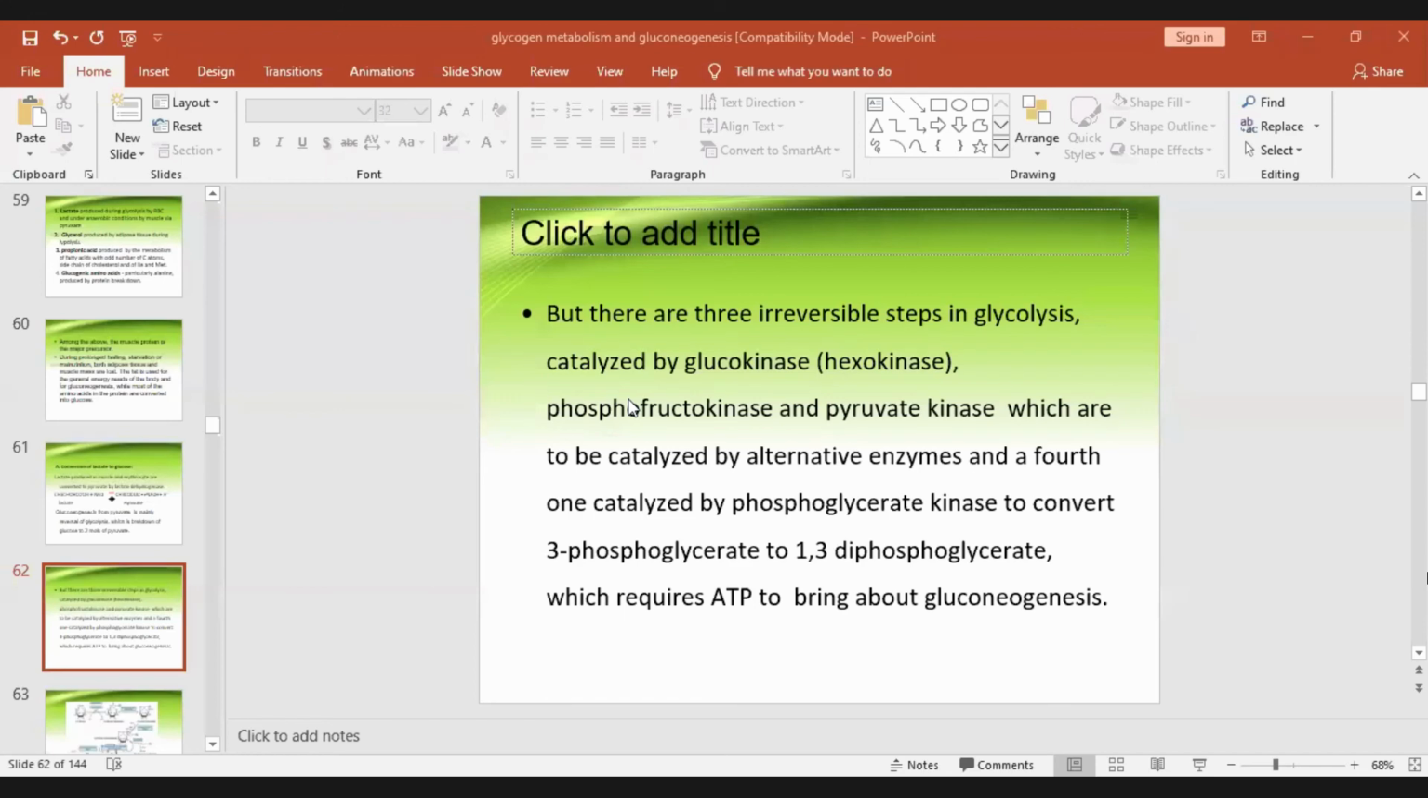Regulation of gluconeogenesis. When there is adequate supply of glucose, enzymes of glycolysis become more active, while those of gluconeogenesis have low activity. So they are reciprocally regulated, the enzymes of gluconeogenesis and glycolysis. When glucose supply is low, enzymes of gluconeogenesis are activated. So that's how dietary regulation works.